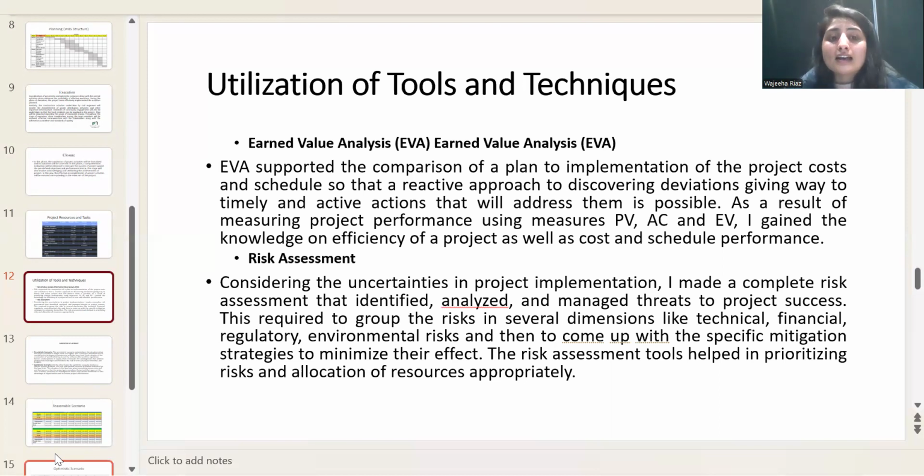The risk assessment I use in this project: considering the uncertainties in project implementation, I made a complete risk assessment that identified, analyzed, and managed threats to project success, including regulatory environment risk, and then came up with specific mitigation strategies to minimize their effect. The risk assessment tool helped in prioritizing risks and allocating resources appropriately.